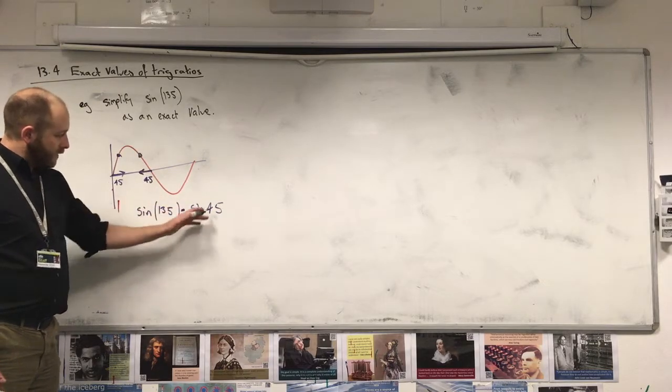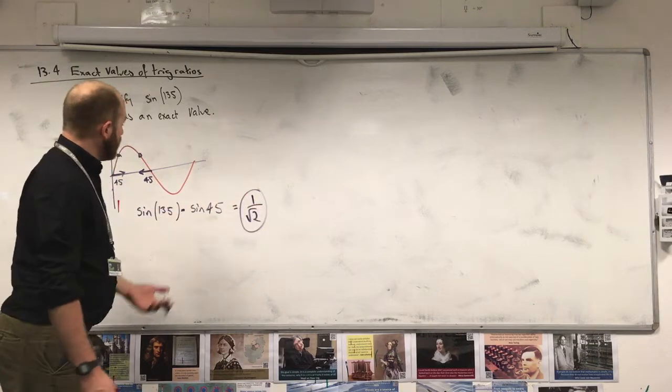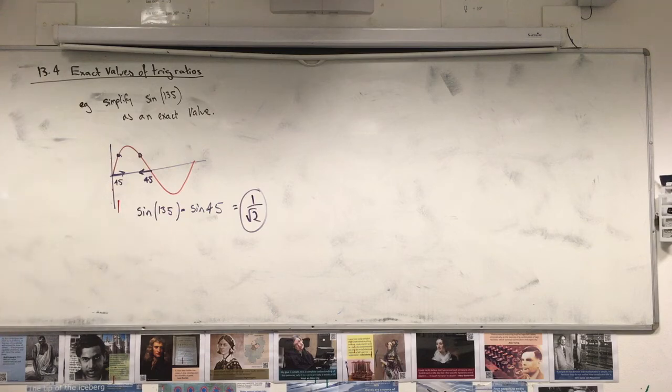And from just now we know that sine 45 is just 1 over root 2. So we can say sine 135 is 1 over root 2 by using the equivalency of those angles.